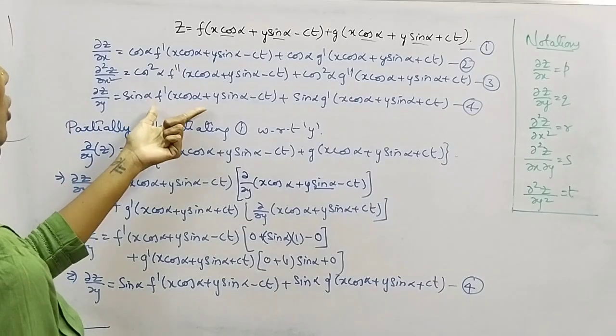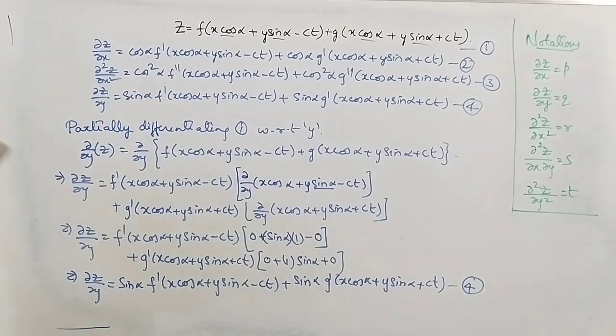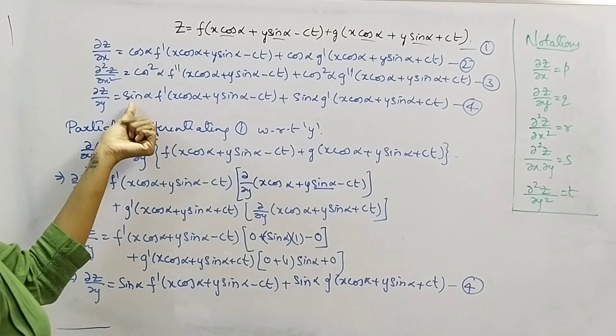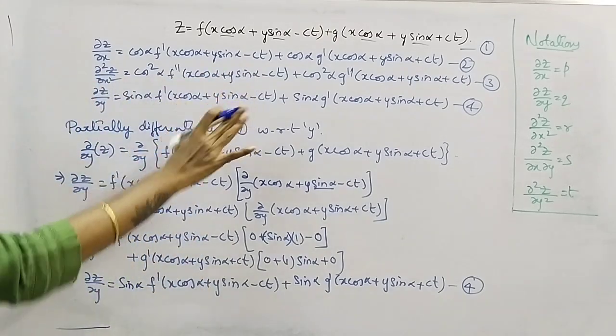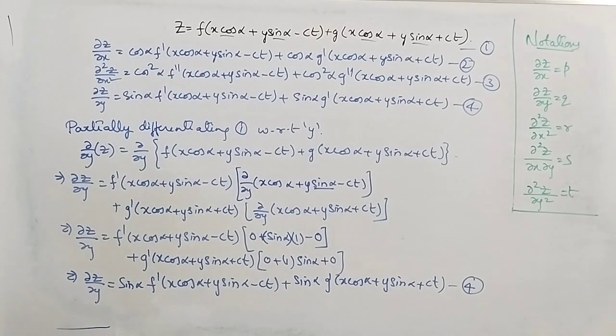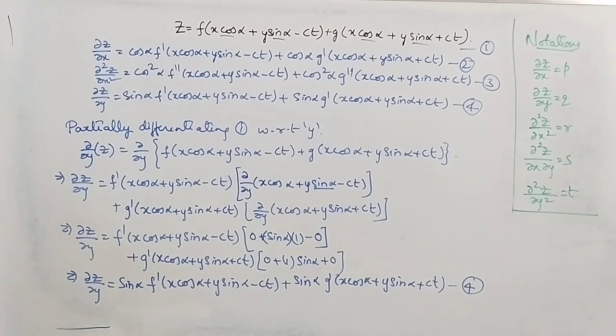Why we are not taking it here is because we need to find dou square z by dou y square, so we'll just write this sin alpha like this. You don't take common now itself. If you want, you can take it and do it, but for my convenience, in order to avoid mistakes, I'm not going to take sin alpha common here itself. We'll see that later.